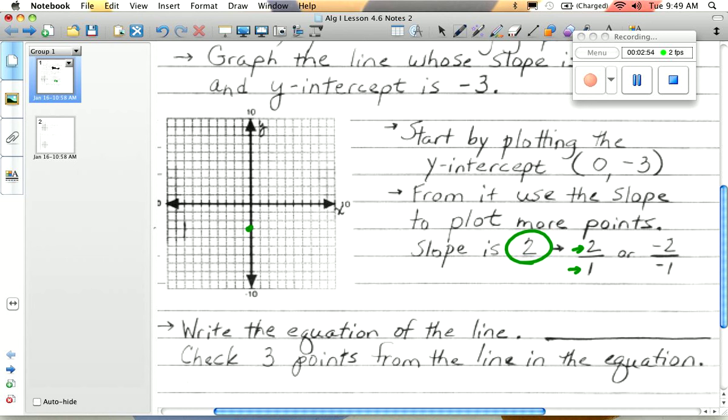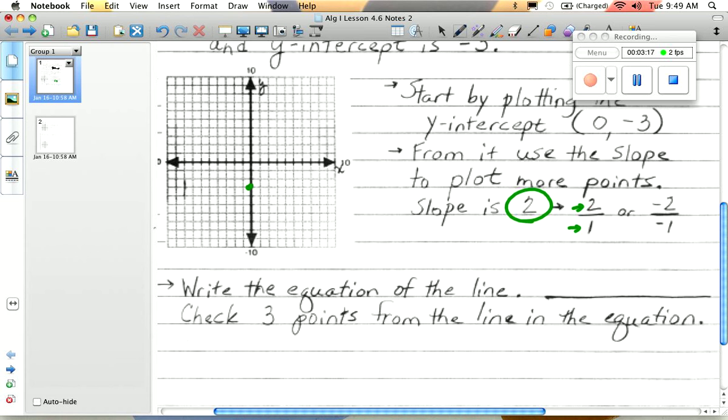But we can also go the other direction. Why can we also say the rise is -2 and the run is -1? It's still a positive 2, isn't it? Because a -2 over a -1, a -2 divided by a -1 is still a positive 2. So we can use both of those. And typically that's what I would want you to do.